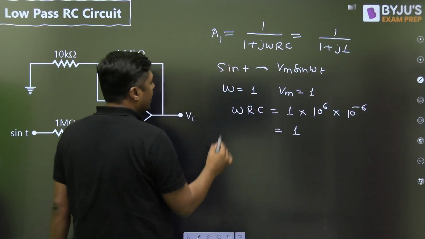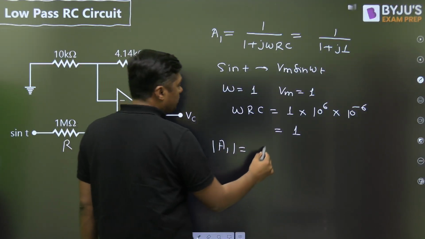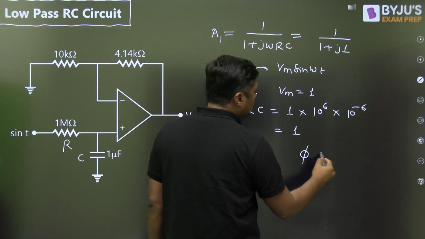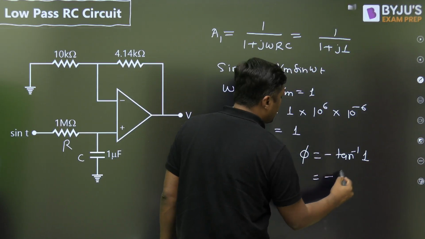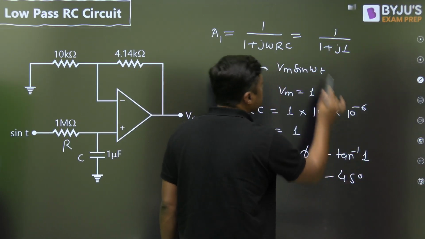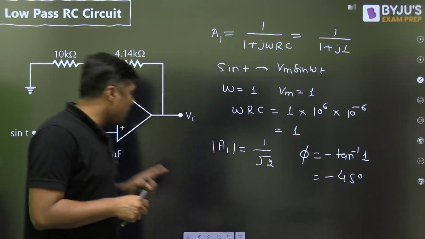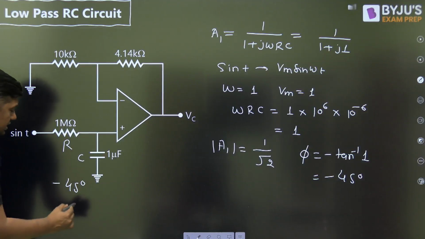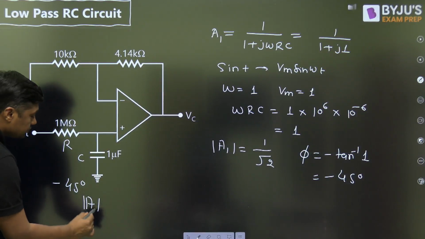So what is the magnitude of A1? The magnitude of A1 will become 1 by root 2. And the phase shift of the gain will become minus tan inverse of 1, that is nothing but minus 45 degrees, because it is in the denominator. The phase introduced by this circuit is minus 45 degrees and the gain is 1 upon 1 plus j, so the magnitude is 1 by root 2.